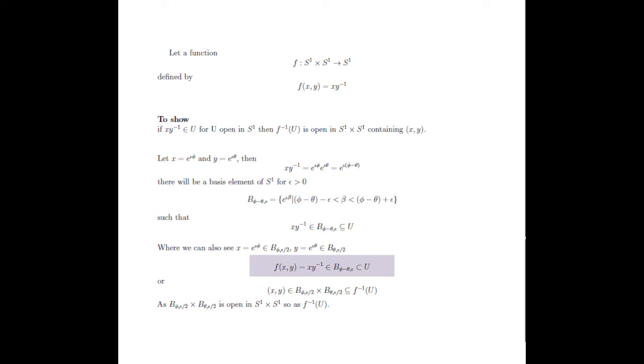Now if we apply f inverse on this inclusion, then we arrive at this, where the set is actually a basis element in the product topology of S1 cross S1, and it is contained in f inverse of U. So this implies that f inverse of U is an open set containing the tuple xy. Hence, f is a continuous function from S1 cross S1 to S1, which completes the construction, and by the definition of topological group, S1 is a topological group.